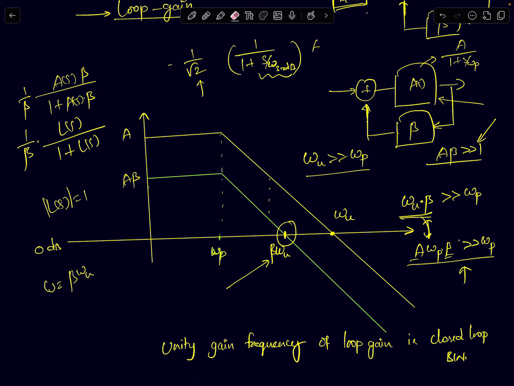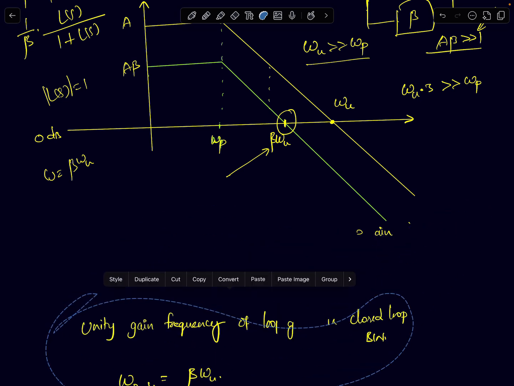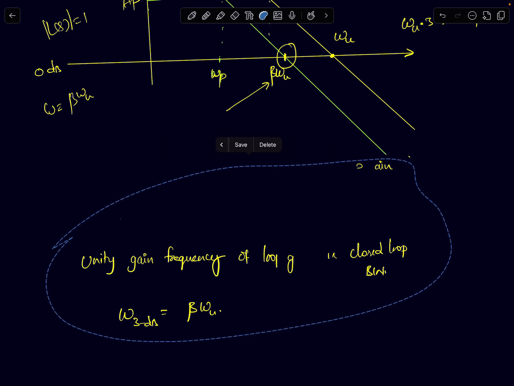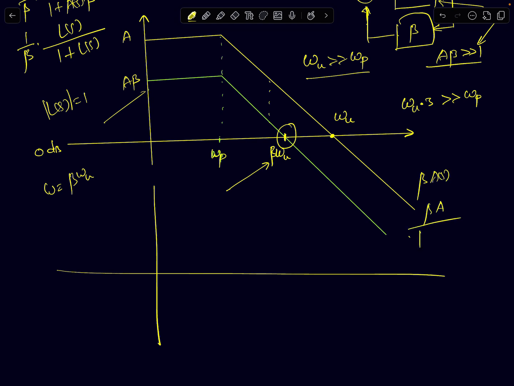So this assumption is valid. I can assume that omega u into beta will be much greater than omega p. Now, if I'm looking at the phase response of this system, it will look something like this. So the phase response will start off at 0 degrees. It's a single pole system, right? So A of s into beta is simply beta into A upon 1 plus s by omega p. So it will start off at 0. When it reaches omega p, what will be the phase? 45 degrees. And after that, it will keep decreasing at the rate of 45 degrees per decade.